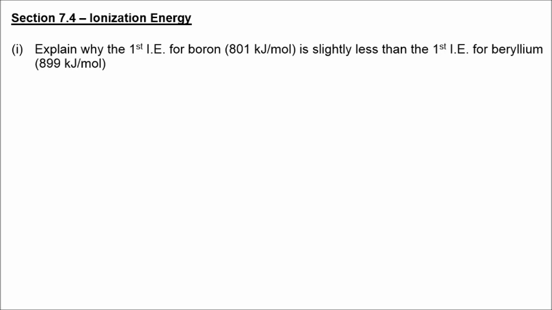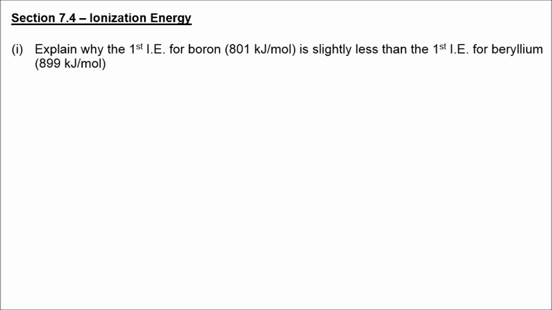Now we have to explain why there seems to be a little bit of a change in the trend in that boron, which is further to the right of beryllium, actually has a first ionization energy that is slightly less than that of beryllium. So you might think, well, how can that be? Since boron should have one more proton in its nucleus, why is 801 less than 899? What's going on? Well, think about where that electron is coming from.